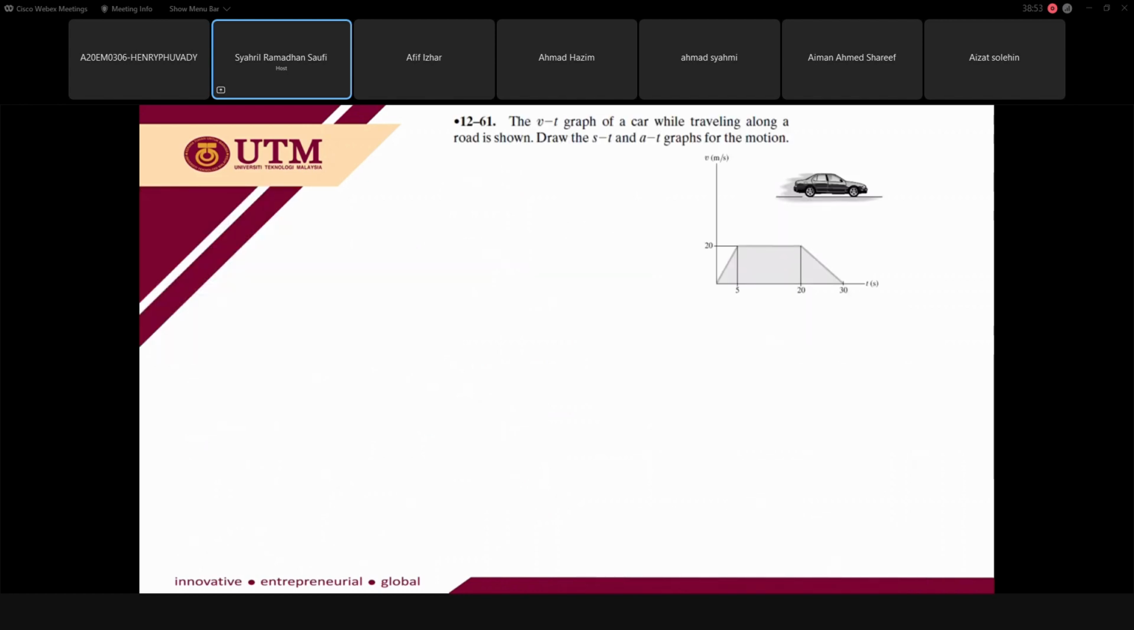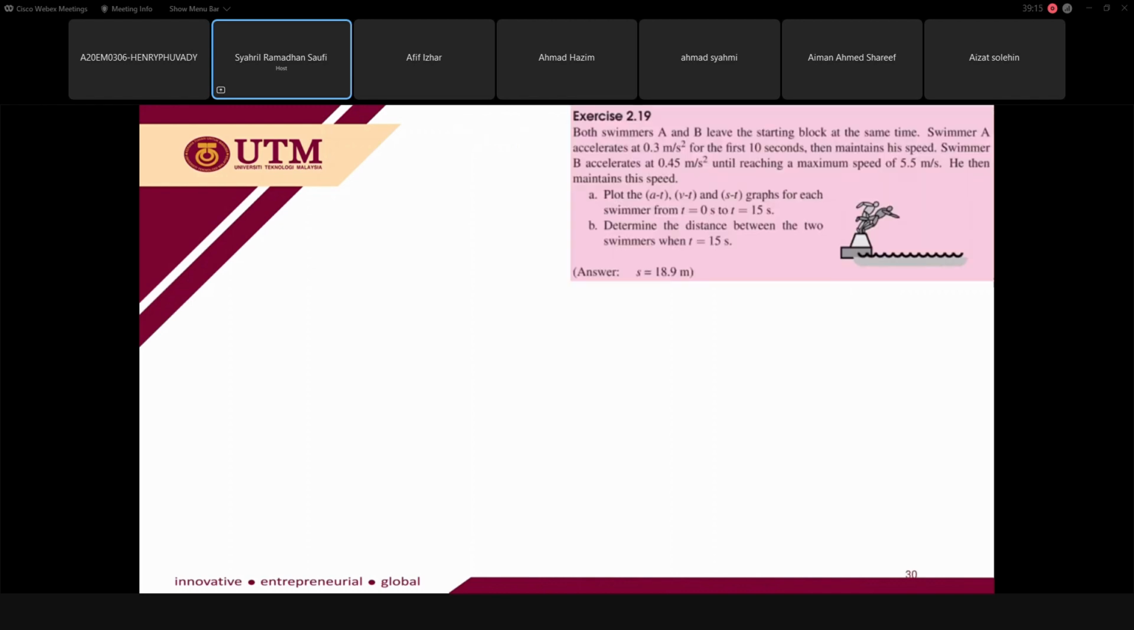Alright, so for this exercise, I will let all of you do that. Basically, it's the same as the previous example because you have a V against T graph. So you just need to change V against T to displacement and also the acceleration profile graph. Basically it's the same. So what I will do today is exercise 2.19 here. I just added this exercise.